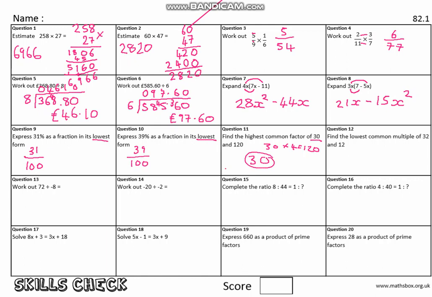So this one says find the lowest common multiple of 32 and 12. Okay, so for the lowest common multiple, we want to find the times tables for each of them, okay? And then once we've done our times tables, we want to know what is the lowest number that's in both the 12 times table and the 32 times table. Okay, so let's start with our 32 times table. So we'd start with 32, then we'd have 64, then we'd have 96, and then after 96, we'd have 128. Let's leave it there, and let's start our 12 times table and see if any of them match.